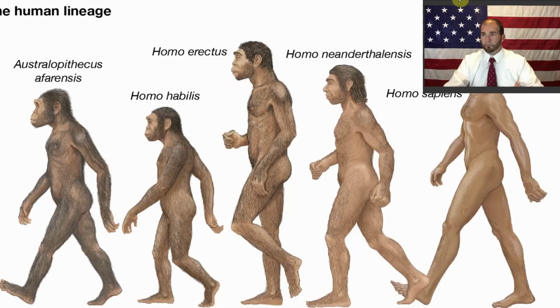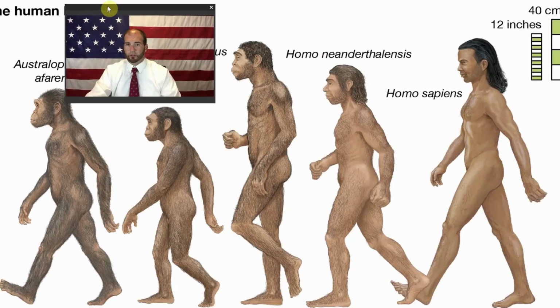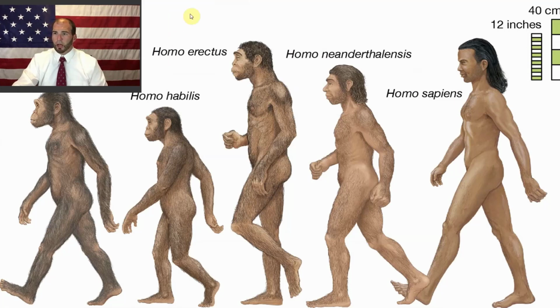I got a picture here. Let me move this on over. This is the human lineage. Move myself over. Homo sapiens. This is us. He's got some beautiful hair here. And this is supposed to be the Neanderthal. So this is what they think Lucy looked like. This is George. I don't understand why George would have been shorter than Lucy, but okay.